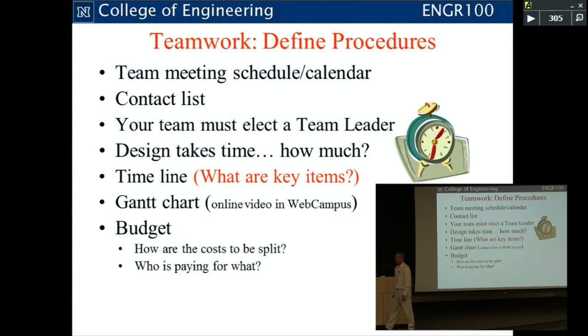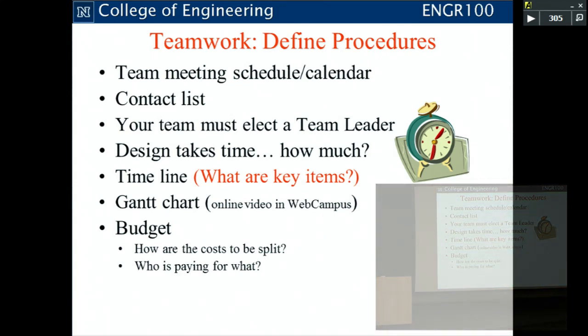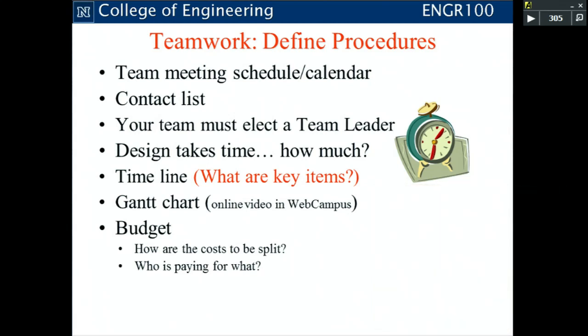Your team should get into the habit of scheduling regular meeting times. As I mentioned last class, every Wednesday on your schedule there is a meeting time between 5 and 6 o'clock. This is reserved in your schedule so that everybody can meet. You don't have another class. You've got this class, but you don't have to go anywhere. We recommend that you get together as a team.